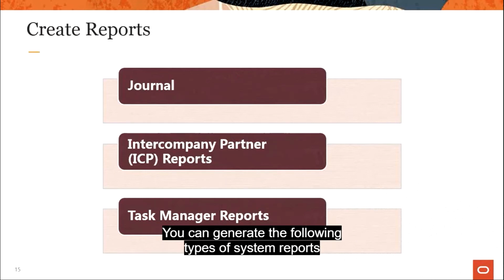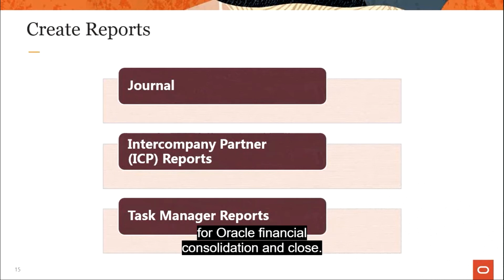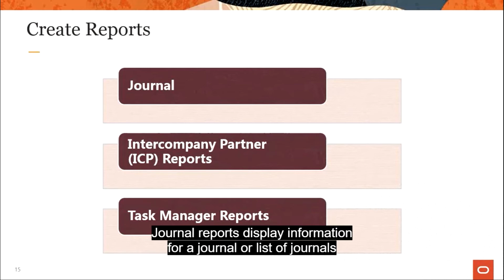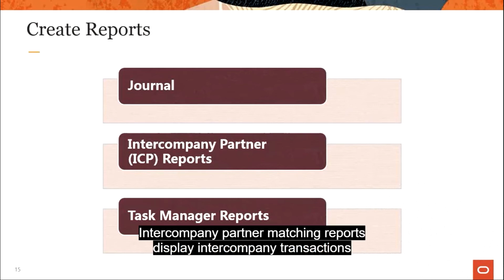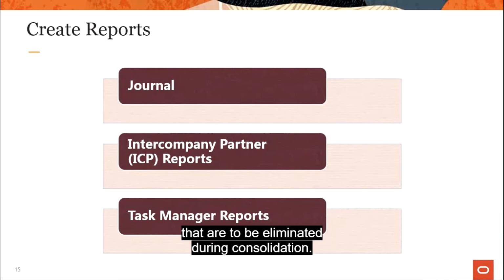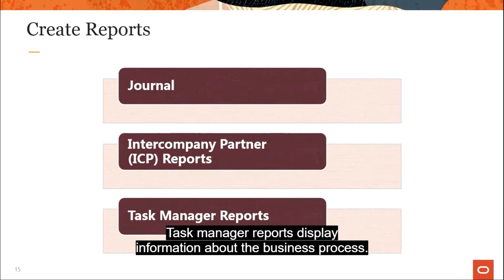You can generate the following types of system reports for Oracle Financial Consolidation and Close. Journal reports display information for a journal or list of journals based on your selected criteria. Intercompany partner matching reports display the intercompany transactions that are to be eliminated during consolidation. Task Manager reports display information about the business process.